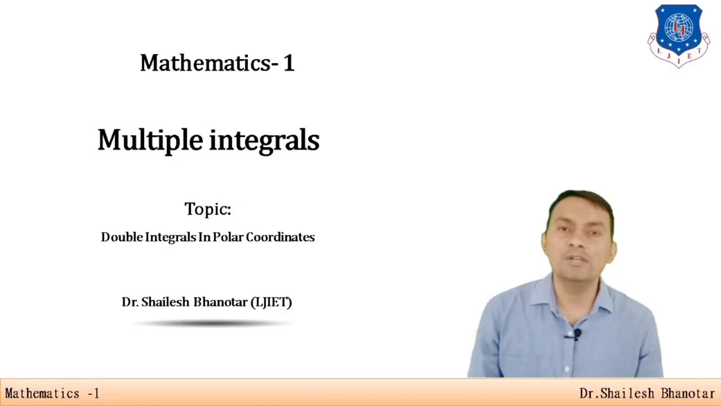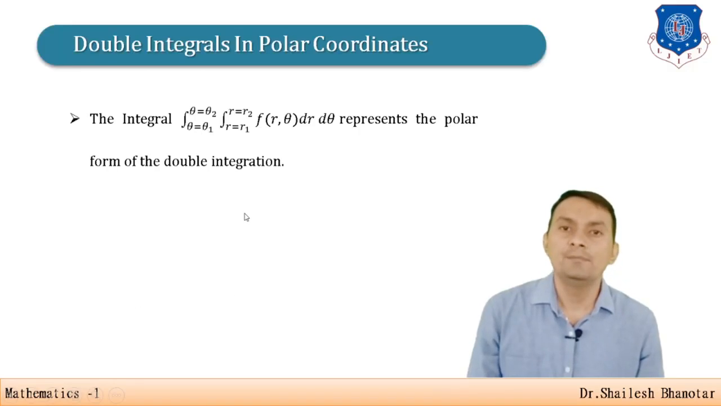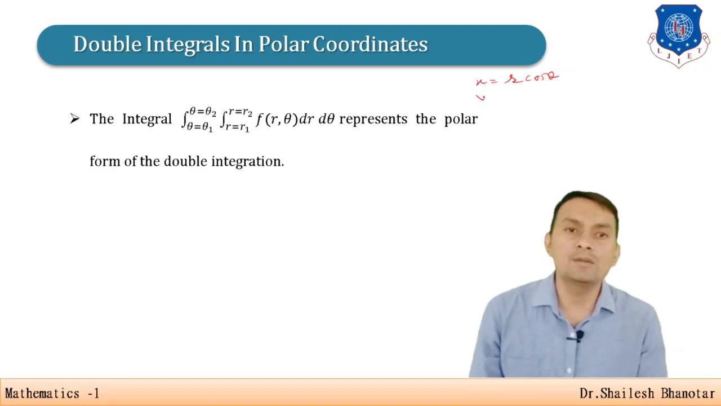In this video we are going to discuss double integration in polar coordinates. Previously we discussed double integration with Cartesian coordinates, but in this video we are going to discuss polar coordinates. Suppose x is equal to r cos theta and y is equal to r sin theta. So we can say xy is nothing but a function of r and theta, so we can write the coordinates as r and theta.